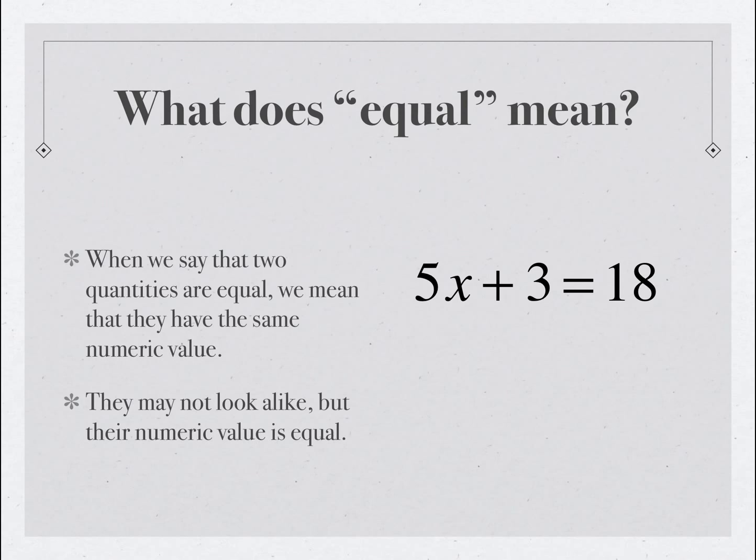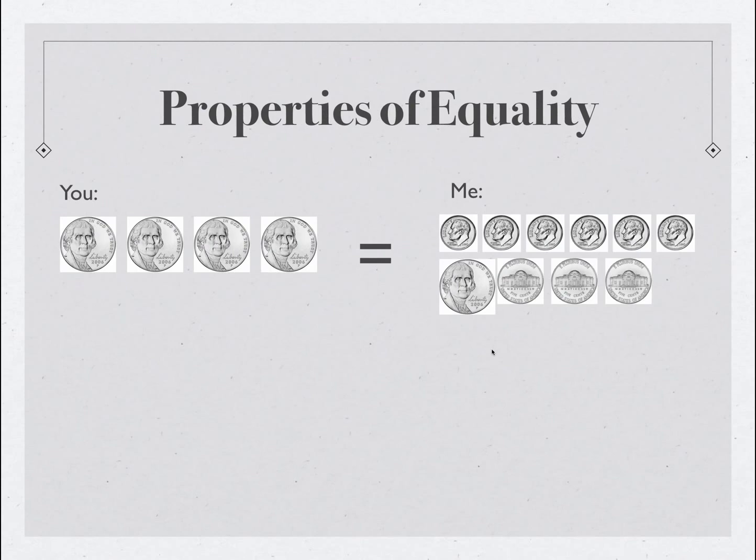Now, let's take a look at what equal means. When we say that two quantities are equal, we mean that they have the same numeric value. Now, in this equation here, 5x plus 3 might not look the same as 18, but our goal is to find a value of x that makes these two numeric values equal. Now, if we go back to our original picture, 4 quarters equals 6 dimes, a quarter, and 3 nickels. Those two quantities are equal.